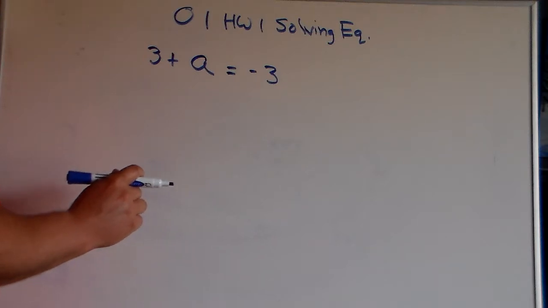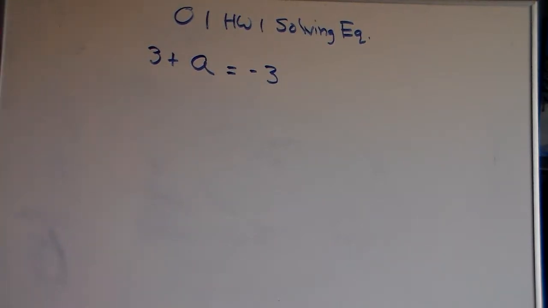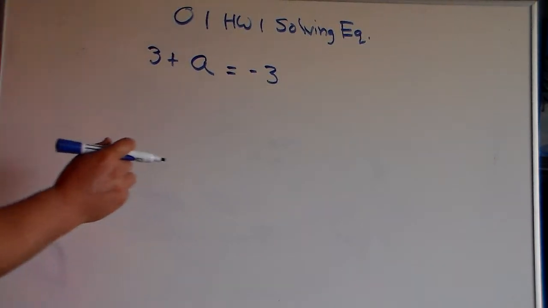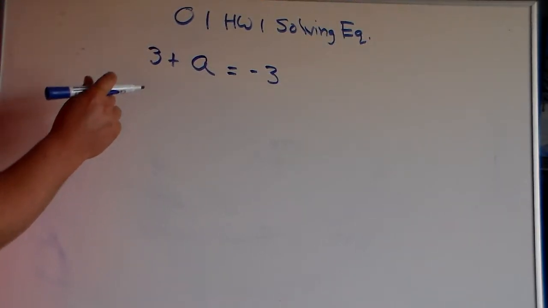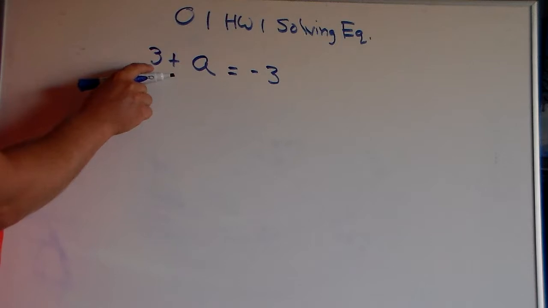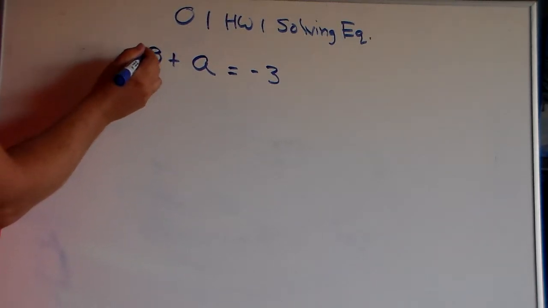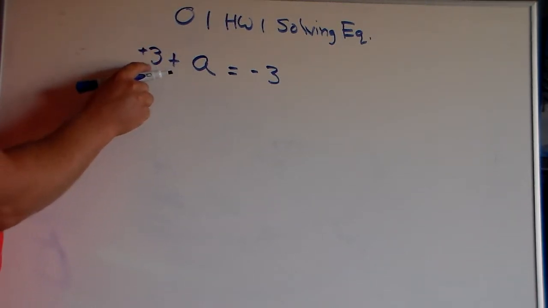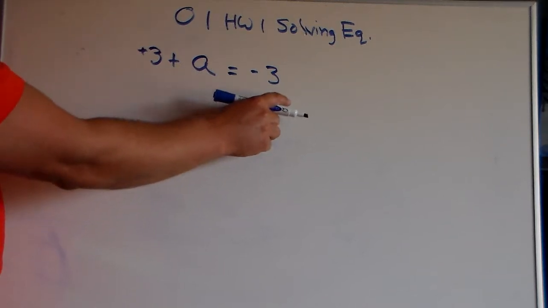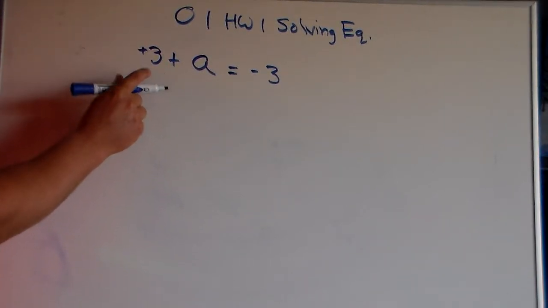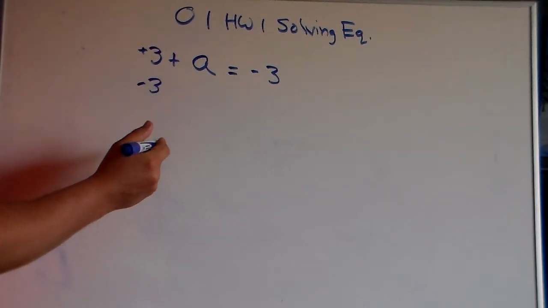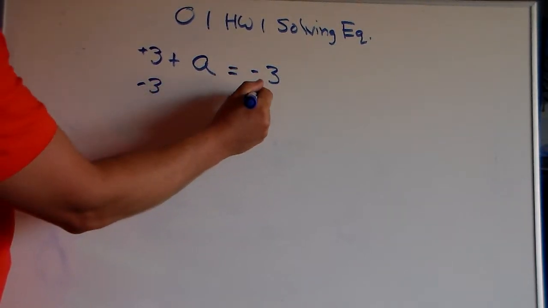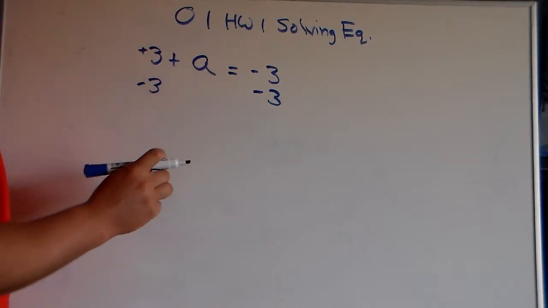So how do we go about doing that? Well, we're going to use our inverse operations, aka the opposites. That's what the inverse is, the opposites. So if this is a positive 3, put a little positive sign there. Positive 3, to move that positive 3 to the other side of the equal sign, we use the inverse operation. The opposite of positive 3 is negative 3. And we got to subtract 3 from both sides of that equal sign.